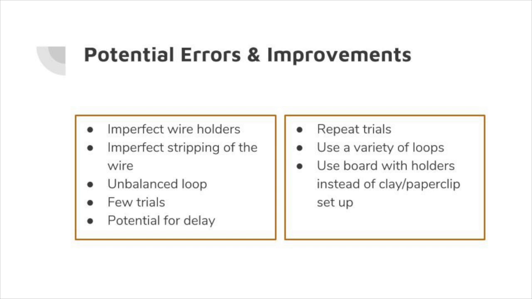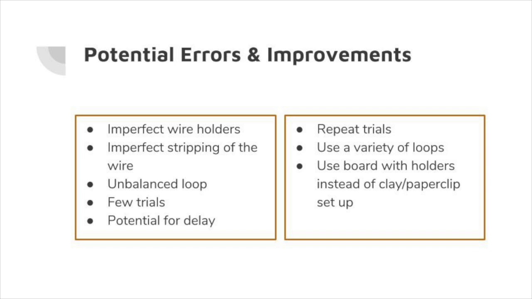Due to the 4 battery setup being not as expected, we investigated some possible errors that we made. Some possible errors were the wire holders did not hold the loop correctly, and the stripping of the wire did not create a flipping effect, which would have caused a full circuit and then separated the circuit. The loop also was quite large and could have become unbalanced. We also did not do as many trials so we could average it.